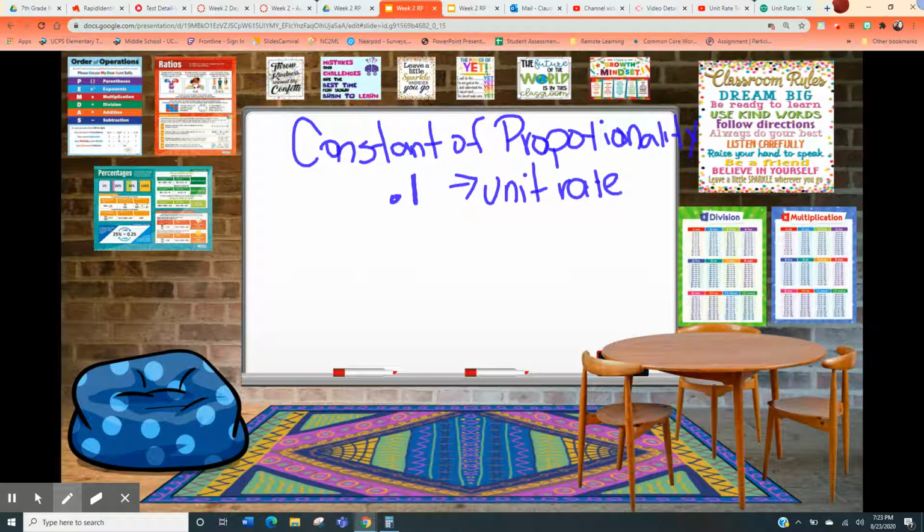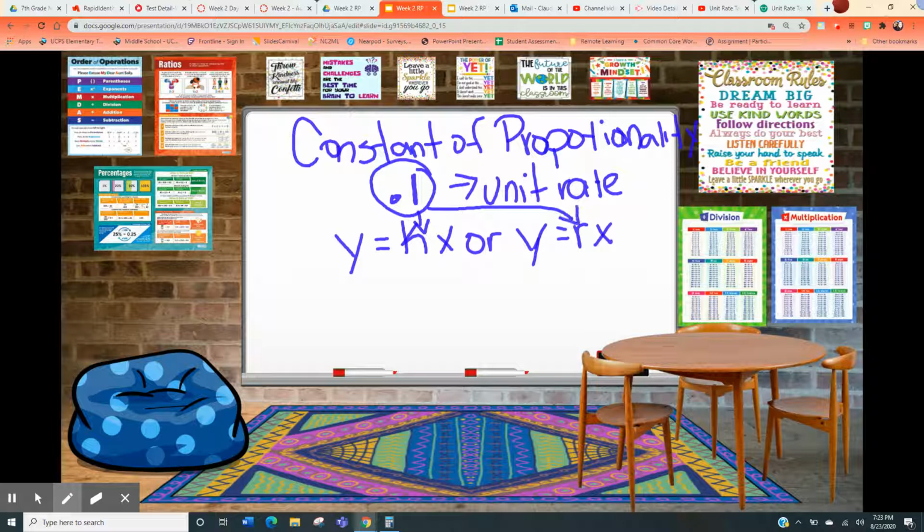So if I were to write it as an equation, remember, our equation would look something like this or like this. And I want to fill this into the K or the R. You can use either one. So when I fill it in, it's going to be y equals 0.1x. And that would be my equation. Good job, guys. I want you to try now.